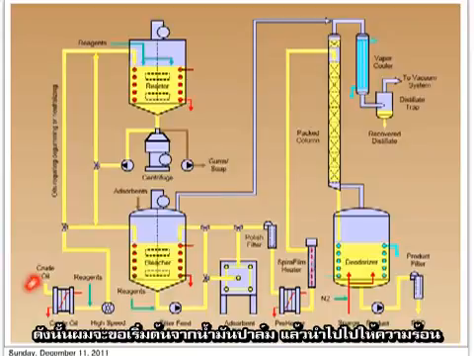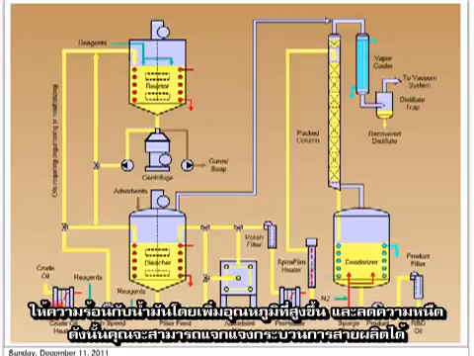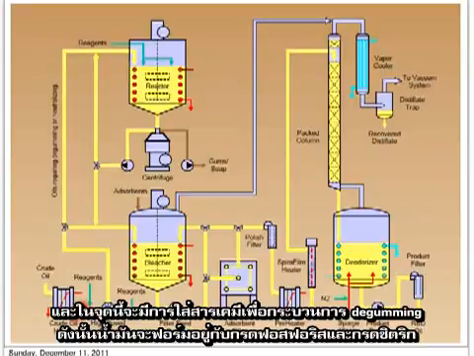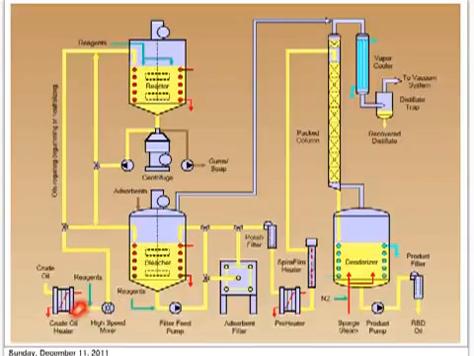This is crude oil. It will pass through a heater or a heat exchanger. The oil will be heated to increase the temperature and reduce the viscosity so that it can flow easily through the processing line. And at this point, some reagent will be added for the degumming process. This can be in the form of phosphoric acid or citric acid.